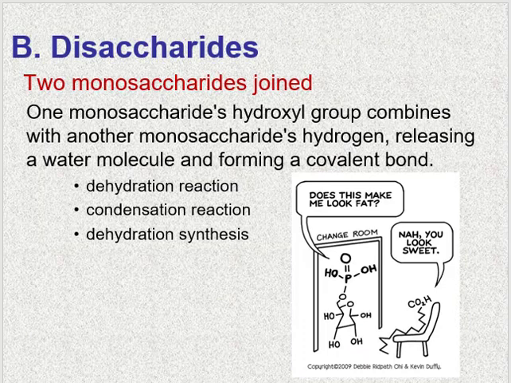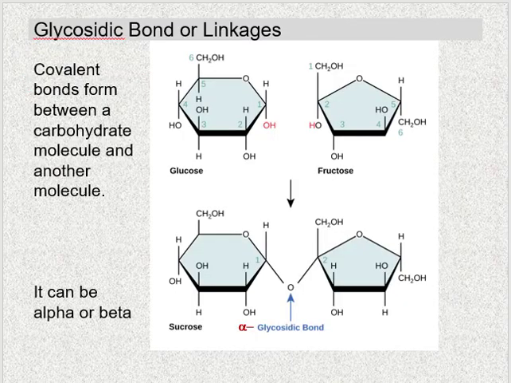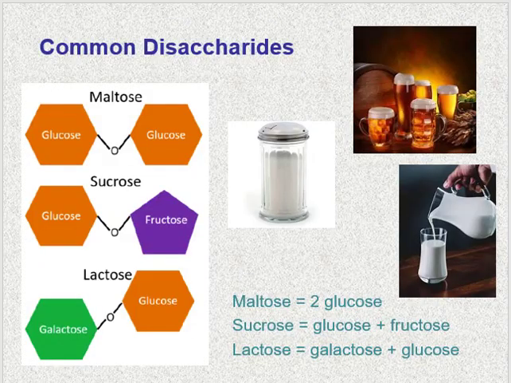The next type of carbohydrates we're going to cover are called disaccharides. Disaccharides literally means 2 sugars. So it's a monomer composed of 2 monosaccharides joined together. During this process, one monosaccharide's hydroxyl group combines with another monosaccharide's hydrogen, which releases a water molecule and forms a covalent bond. We call this type of bond a glycosidic bond. Glycosidic bonds can also be alpha or beta, depending on whether the oxygen ends up above or below the ring plane. Common disaccharides include lactose, maltose, and sucrose.